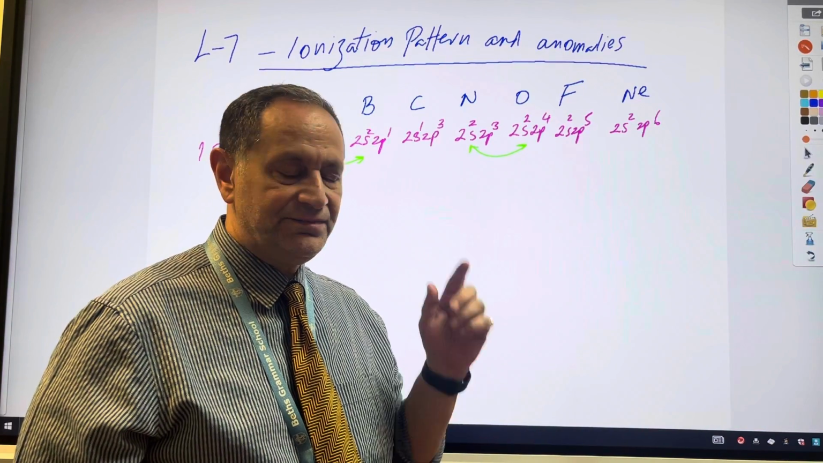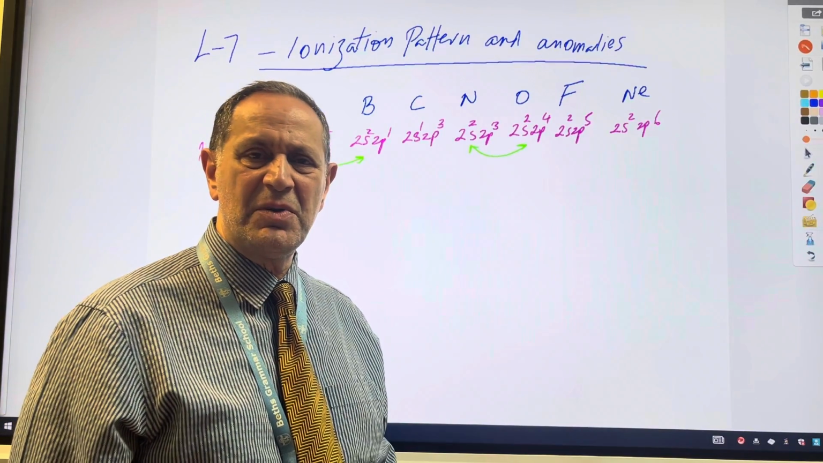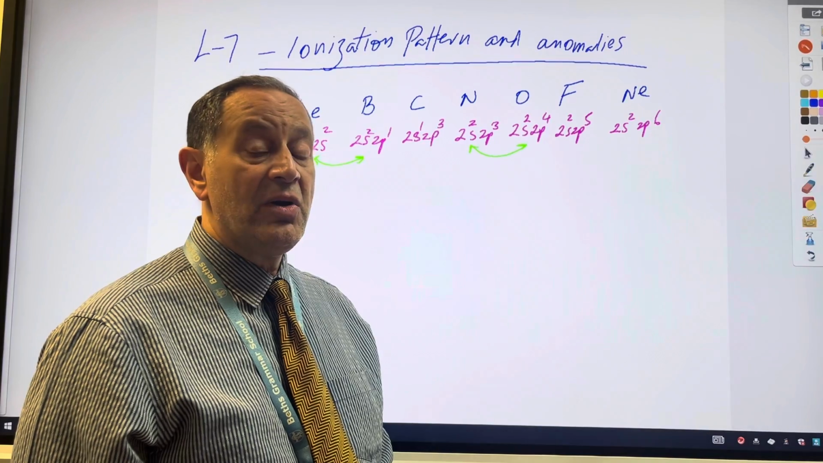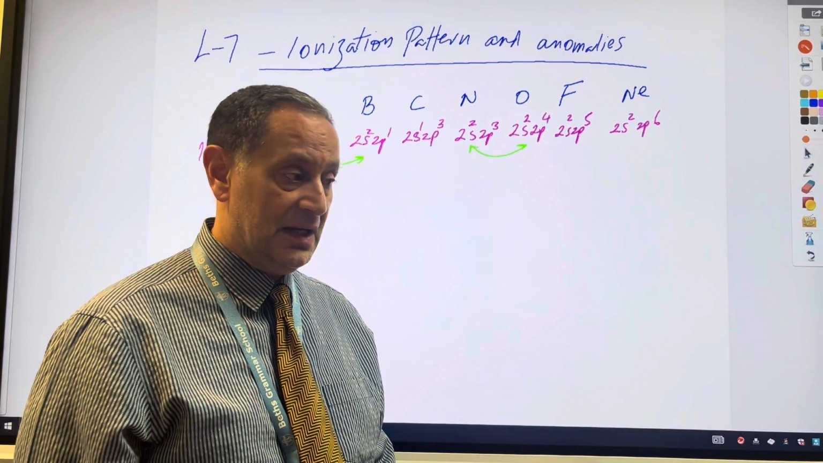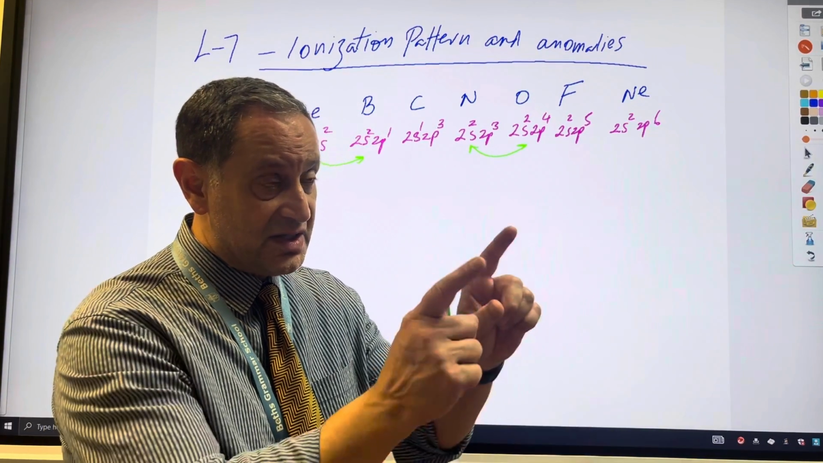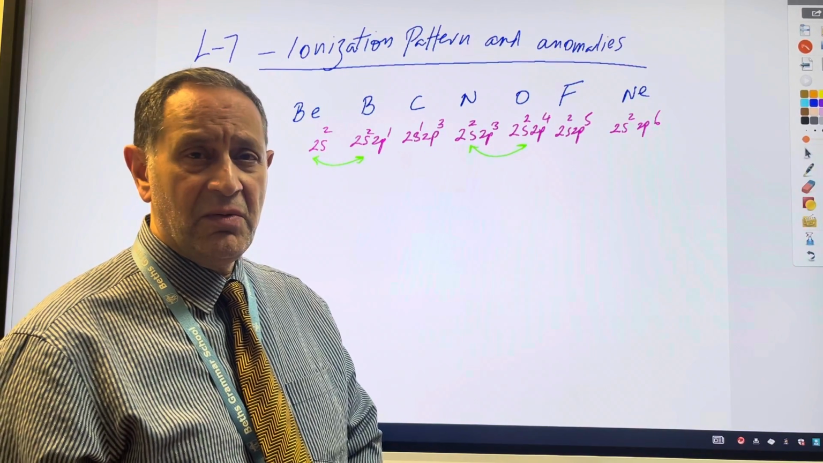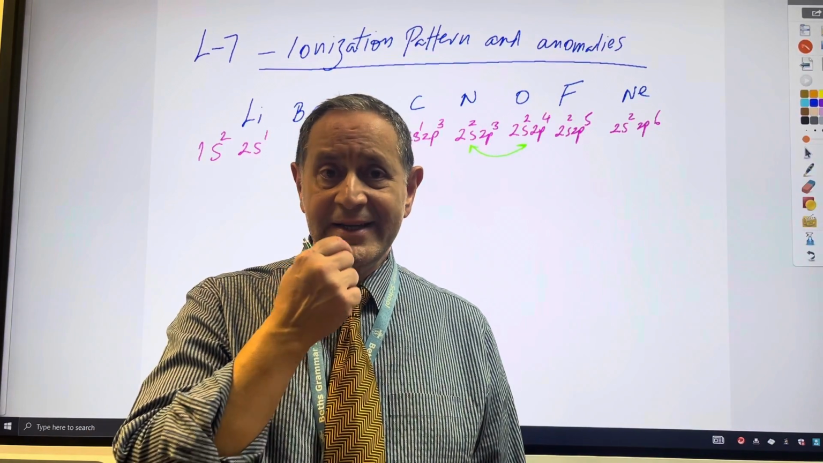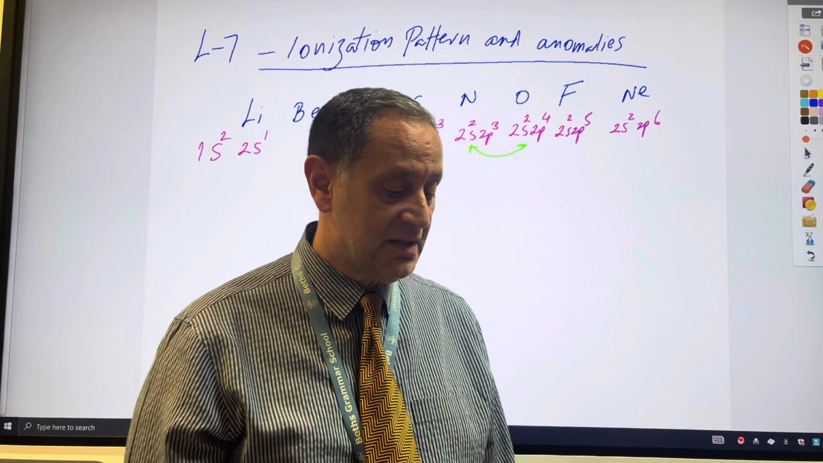Ionization pattern. Particularly, they usually ask about period 2: what happens to the ionization pattern? But more importantly, the anomalies that we have between certain elements in period 2. Remember, we used ionization pattern to discuss the existence of orbitals in shells a couple of lessons back.